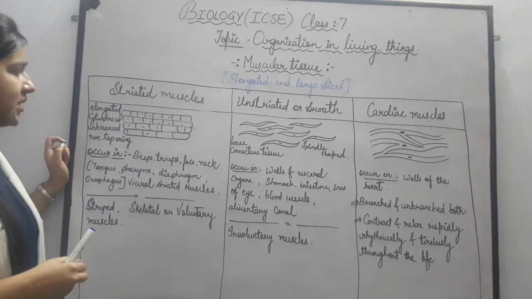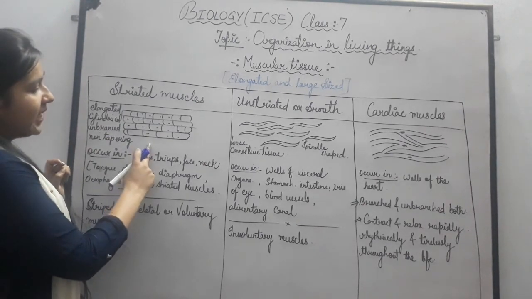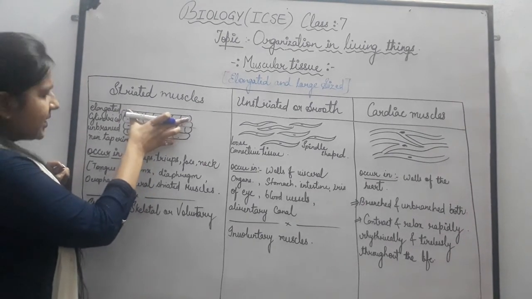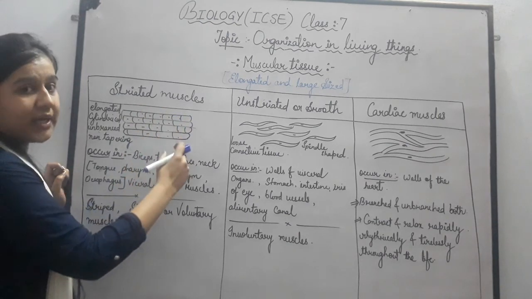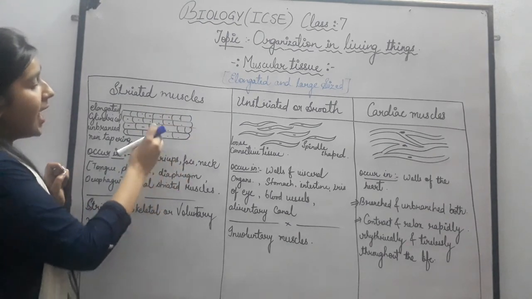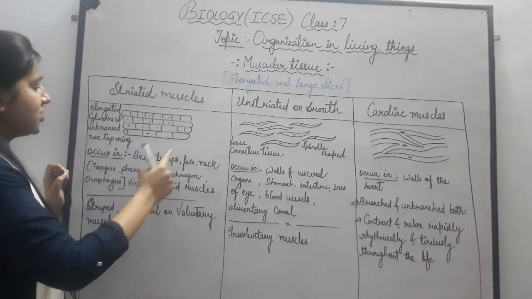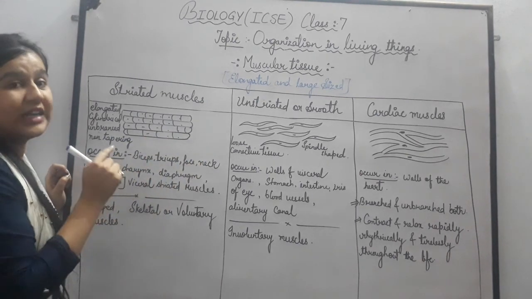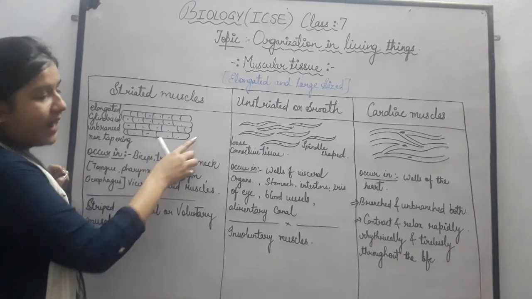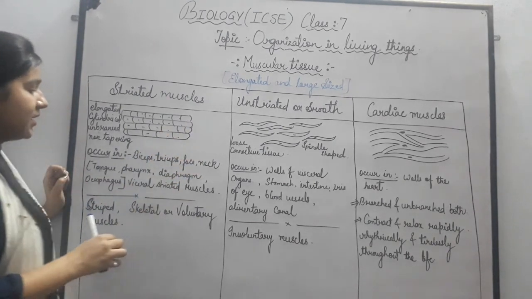First are the striated muscles. This is the structure of striated muscle. These are elongated and also cylindrical in shape, just like a cylinder, and they are unbranched. They are not branched structures, and also they are not tapering. Tapering means joining ends. They are not joined at their ends.